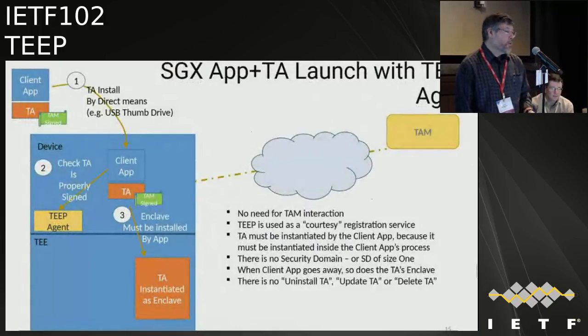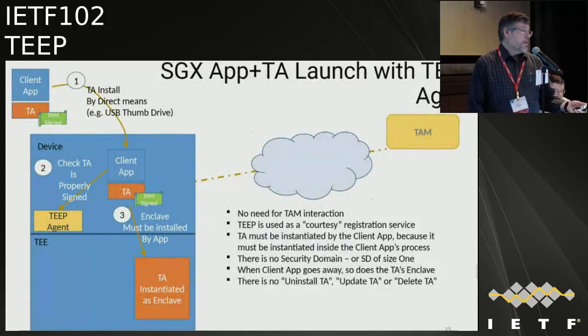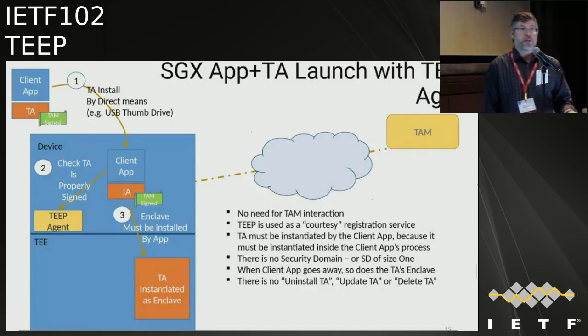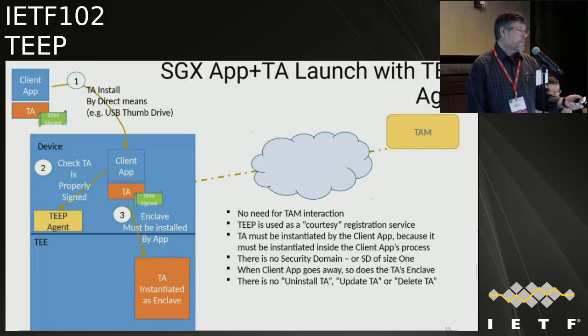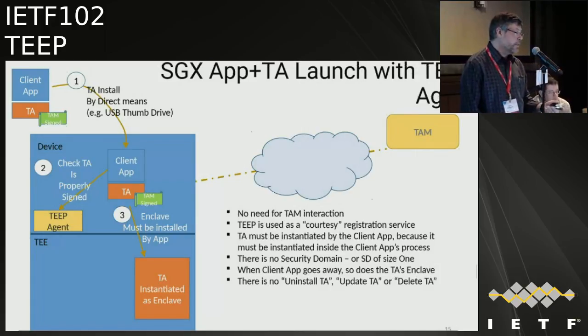All right. So in the case where the TA is packaged with SGX, you would install the application by some means, whether it's a USB stick or something like that. You get that onto the application, and then the client application has to run, and it would have to talk to some TEEP agent or broker or something and say, hey, is my TA properly signed? If it is, then the application would just load it and run it. And there's no need for TAM interaction.